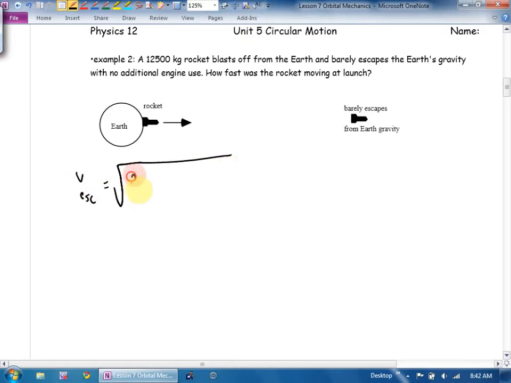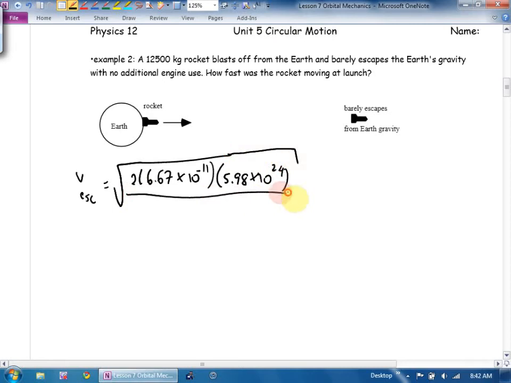2 times 6.67 times 10 to the negative 11, mass of the Earth, 5.98 times 10 to the 24th, all over radius of the Earth, 6.38 times 10 to the what? I can never remember. 6? And I think because this is escape velocity of the Earth, we should get that 11,000 again. But just for calculator practice, let's see if we do.